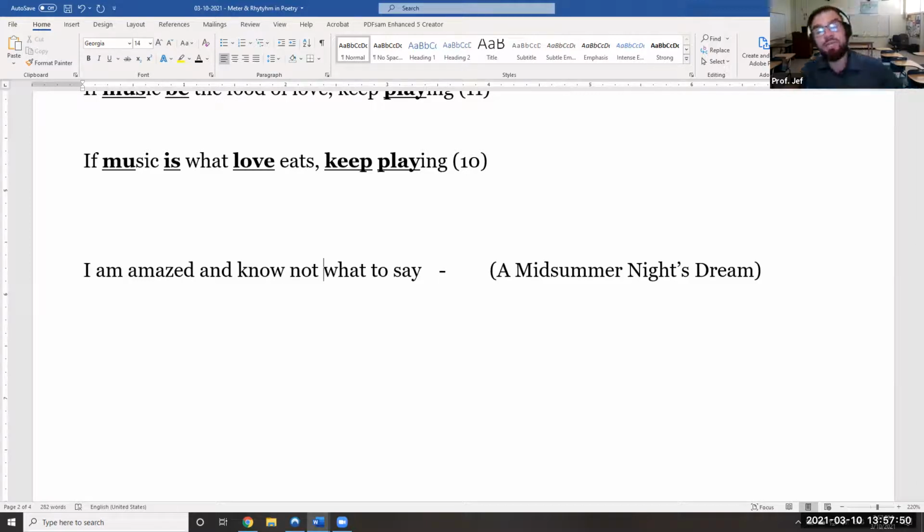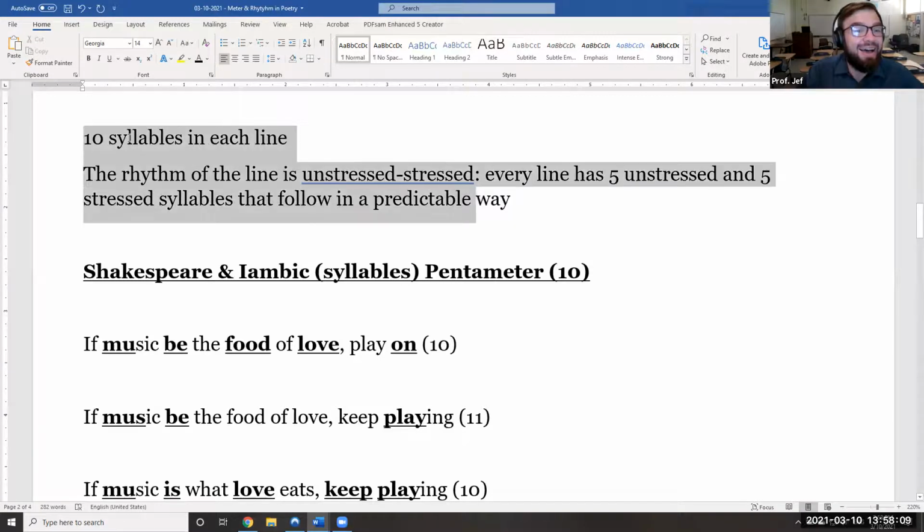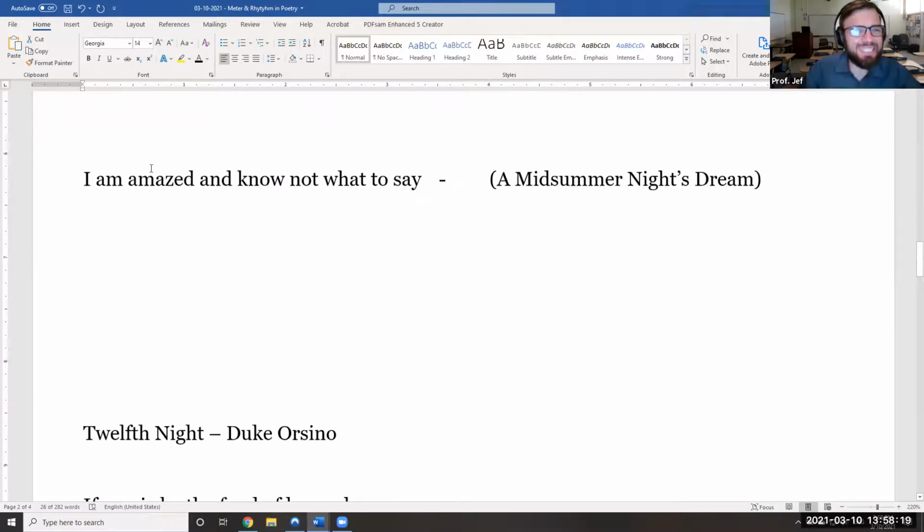So I'm not trying to trick you here. This shouldn't require too much thinking. I'll tell you again, this is a line of iambic pentameter. "I am amazed and know not what to say." So I'll show you again. How many syllables are in this line of iambic pentameter? Iambic pentameter is always 10 syllables, right? So this line, "I am amazed and know not what to say."